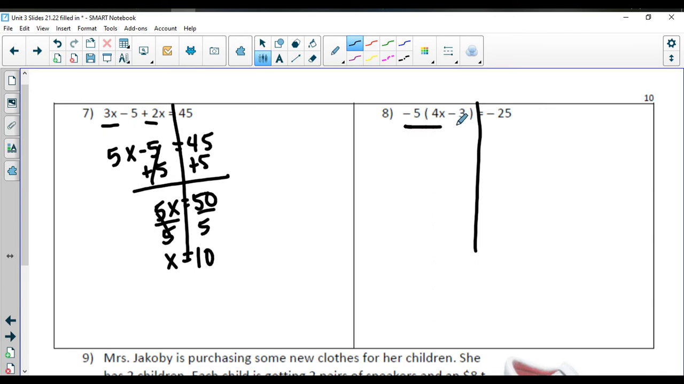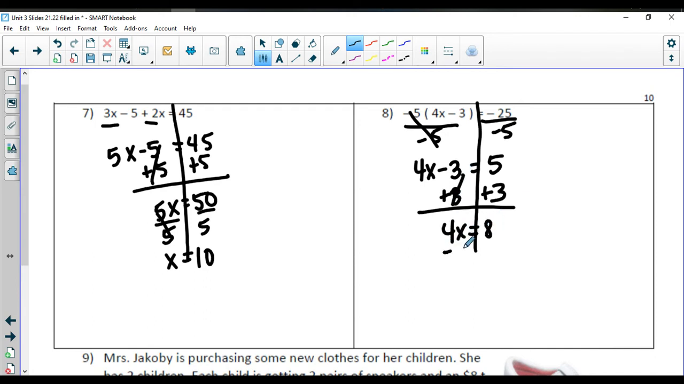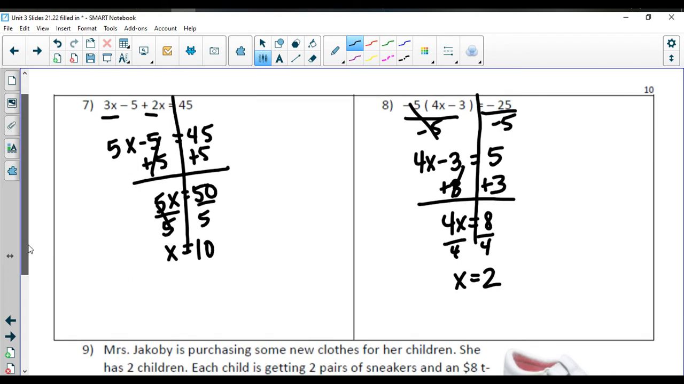Last example here, I'm going to just divide by negative 5. I'm going to get 4x minus 3 is equal to 5. Add 3 to both sides, so I get 4x equals 8. Divide through by 4, and x equals 2.